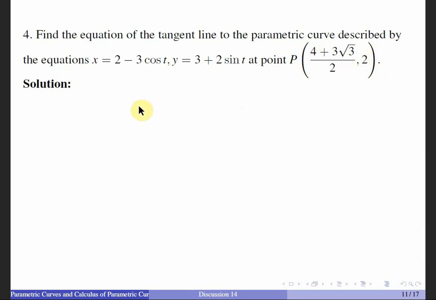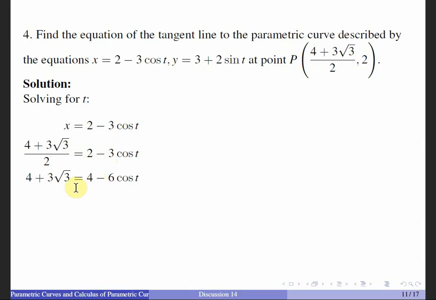Okay, so we will just be equating these coordinates to the equations. So let's first start with the x coordinate. So you have x is equal to 2 minus 3 cosine t, and then plug in 4 plus 3 square root of 3 all over 2. So equal to 2 minus 3 cosine t. And then just simplify, we have 4 plus 3 square root of 3 is equal to 4 minus 6 cosine t. And then cancel out the 4, and then divide both sides by negative 6. So you get the cosine t is equal to negative square root of 3 over 2.